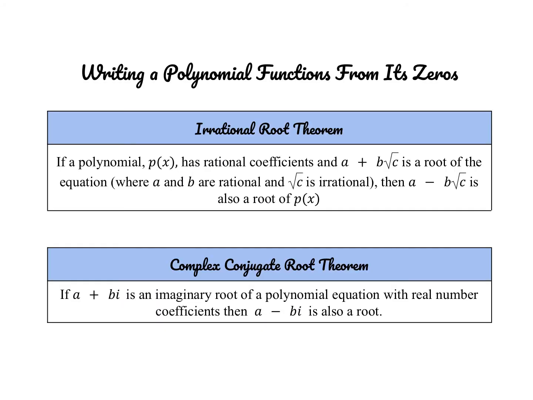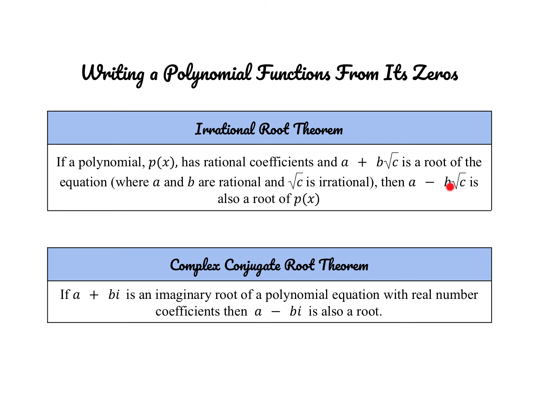So now we're going to be doing the opposite. We're going to see if we can create the polynomial function if we are given the zeros. So we're going to work our way backwards. For these, we do need to know 2 really important theorems, the irrational root theorem and the complex conjugate root theorem. What the irrational root theorem says is if your polynomial has the irrational root a plus b root c, where root c is the irrational part, a radical that is fully simplified but doesn't come out to be a nice integer, if a plus b root c is one of your zeros, then a minus b root c is also going to be one of your zeros.